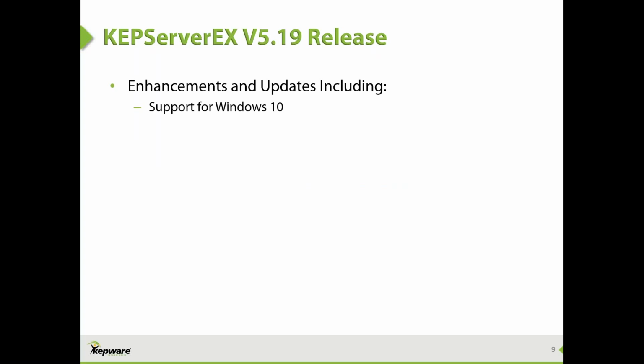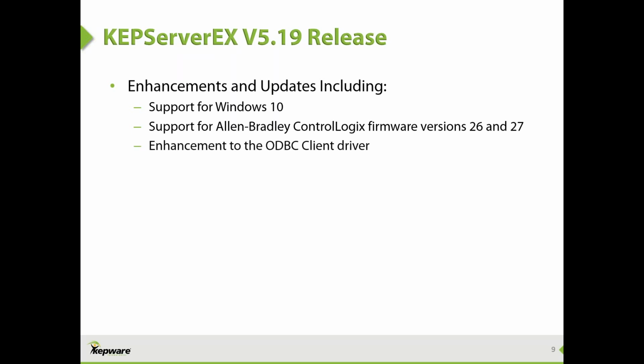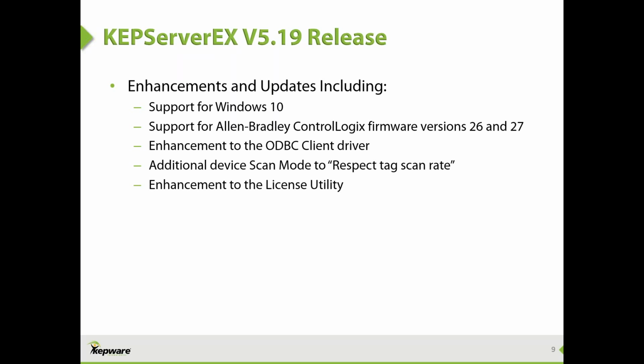So v5.19 officially supports Windows 10. We've updated our Allen Bradley ControlLogix Ethernet driver, which now supports ControlLogix firmware versions 26 and 27. We have an enhancement to the ODBC client driver, which we'll get into more details in a second. And we have an additional scan mode called Respect Tag Scan Rate. So that's very interesting. I'll explain that more. And finally, this might please a lot of our general user base, some enhancements to the license utility to help you recover broken licenses. That's just general. Again, I'm going to go through the last 3 bullets here in a little bit more detail. I'll have a slide on each of them.